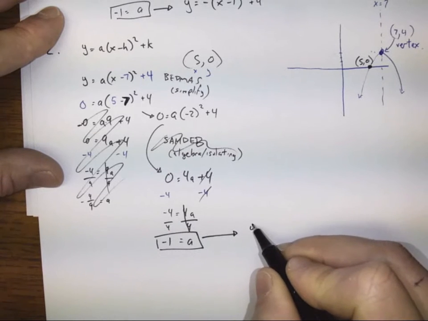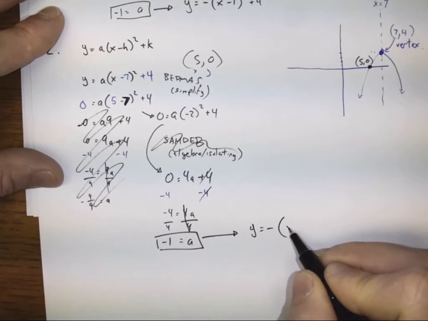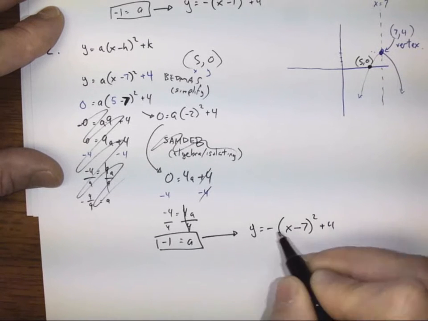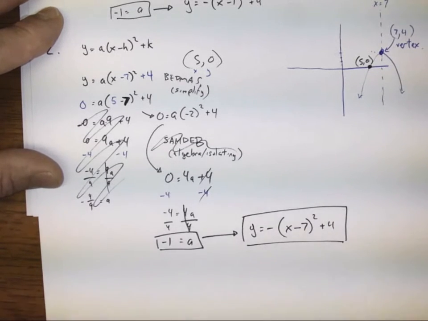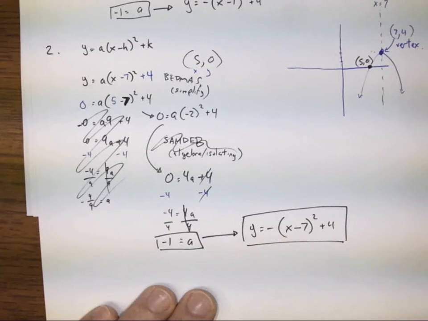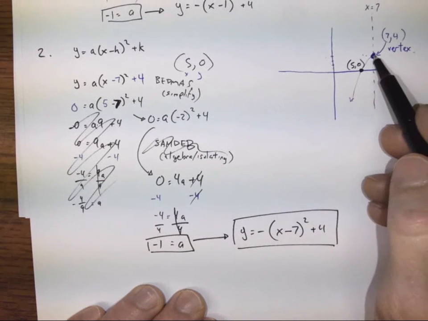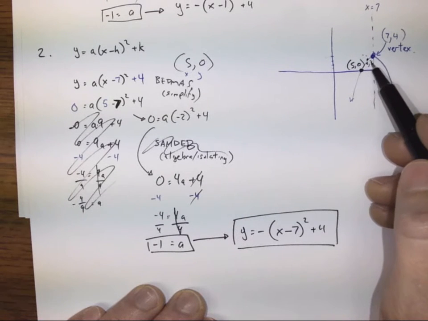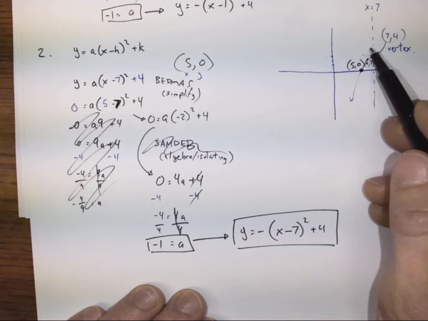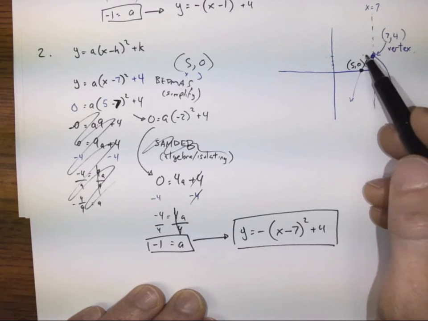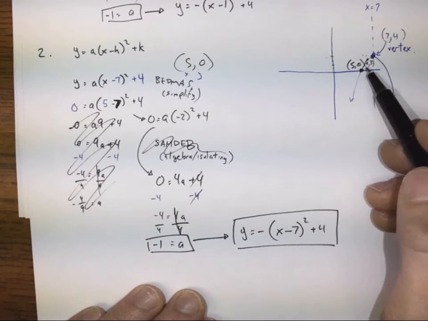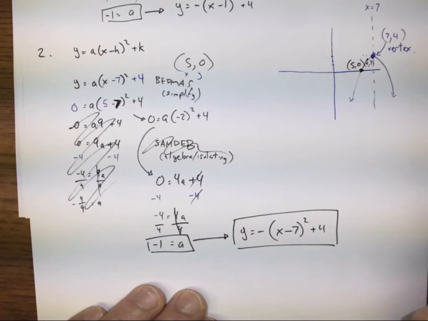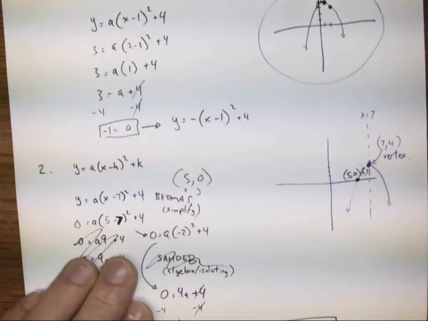And so overall we get this formula. We have negative, and we have x take away 7 squared plus 4. Okay. And I can see here, yeah, it goes over 1, down 1 probably, right, to get to 6, 3. And went over 2 to get to 5 in the x. Went down 4 to get to 0 in the y. So that actually confirms the idea that there's no stretch or compression factor here either. Okay, let's move on to the next question.